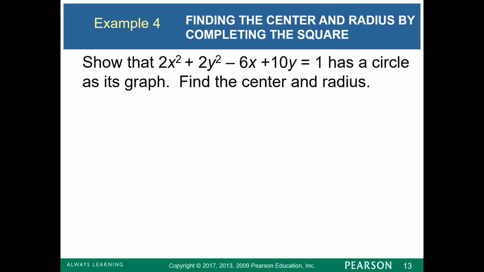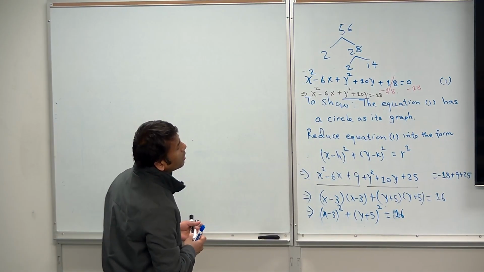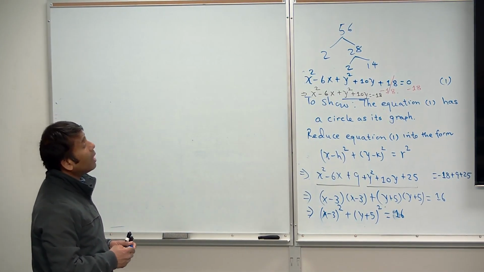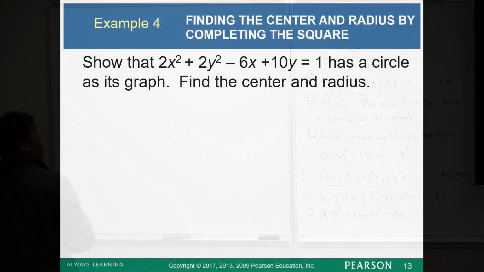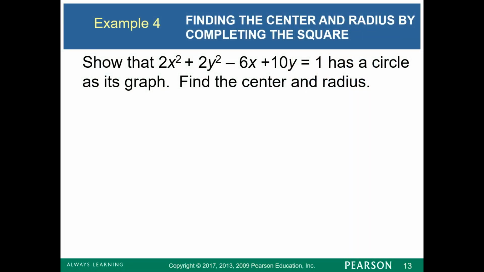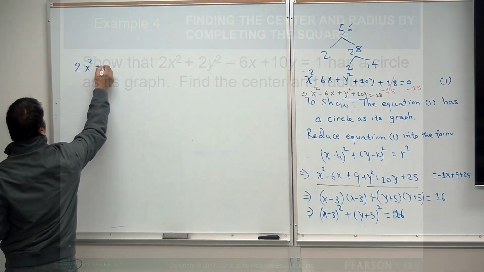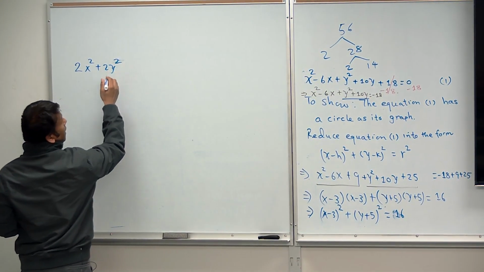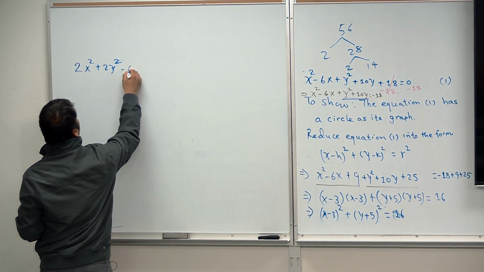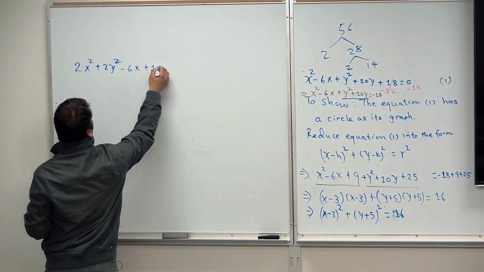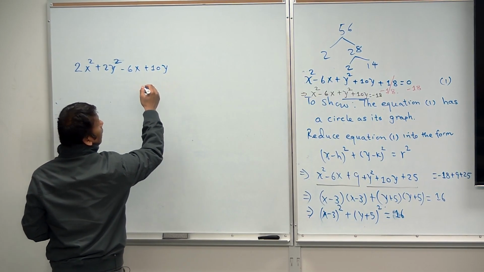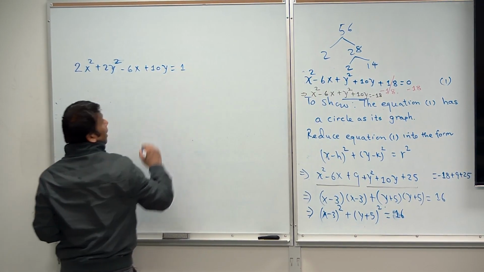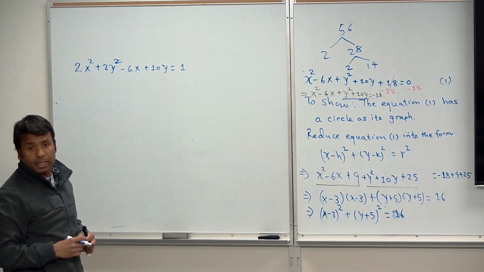Okay. So now here, look here. 2x squared plus 2y squared minus 6x plus 10y equal to 1 has a circle as its graph. So you have 2x squared plus 2y squared minus 6x plus 10y equal to 1 has a circle as its graph.